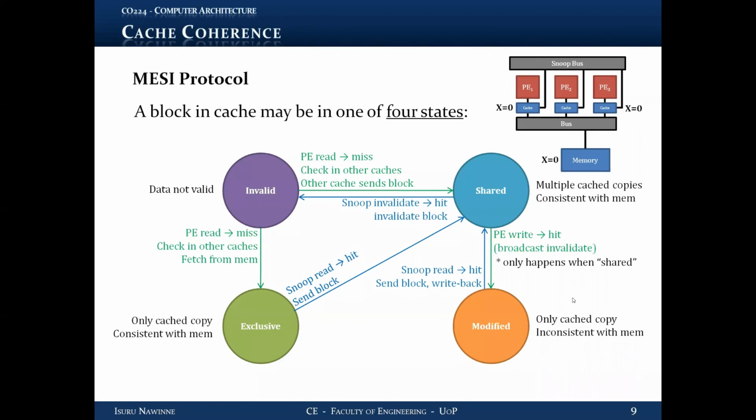Now you can see the coherency among cache data is maintained by the MESI protocol we went through here. It's a write invalidate protocol. When you receive a write, you broadcast an invalidate signal through the system, through the snoop bus, if the block was shared. And other caches containing copies of this block need to invalidate their own copy, right?